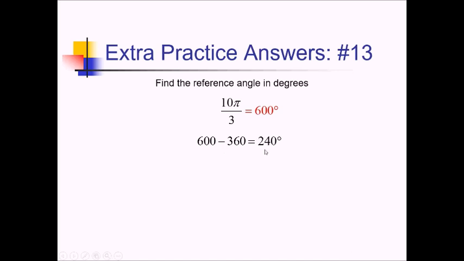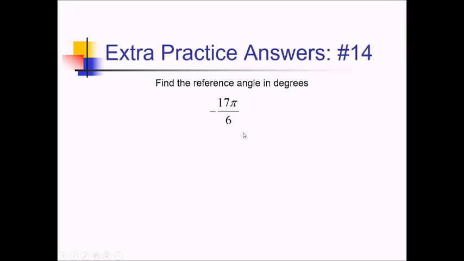And now I'm just figuring out how far 240 is from the closest x-axis angle. So it's closer to the 180 side, I believe. So to get the distance between this and 180, we have to subtract 180, 240 minus 180, and that's going to give us 60 degrees.